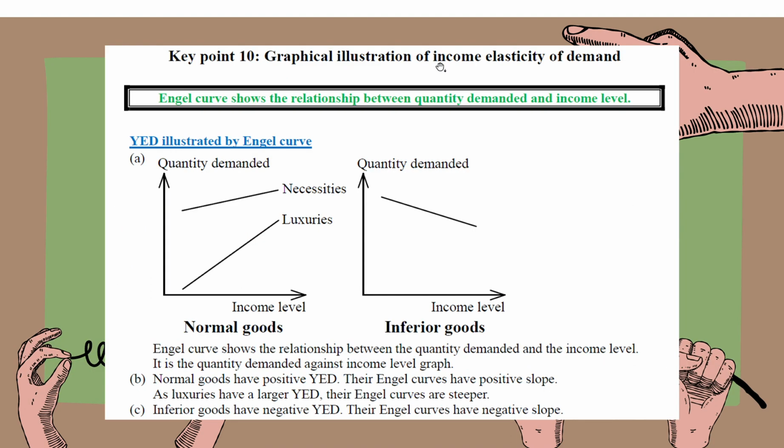And for the graphical illustration of income elasticity of demand, we have two kinds of graph. One is a positive correlation, the normal good, and one is for inferior goods. For the positive one, you can still find it flat or steep, depending on whether it is a necessity or a luxury. We call this graph of quantity demanded against income the Engel curve.